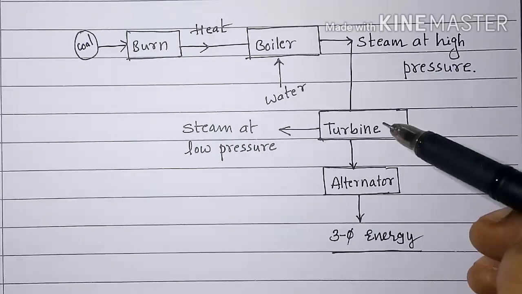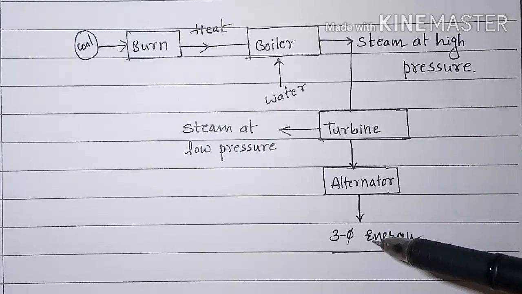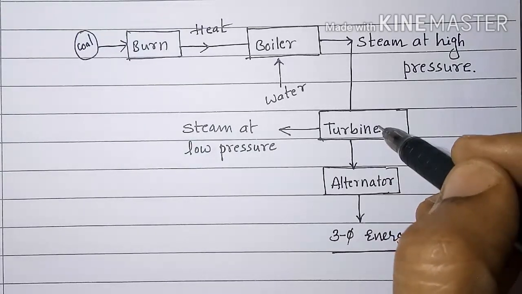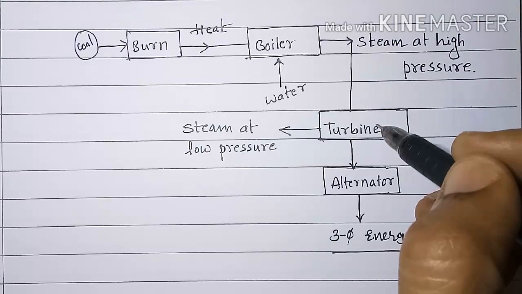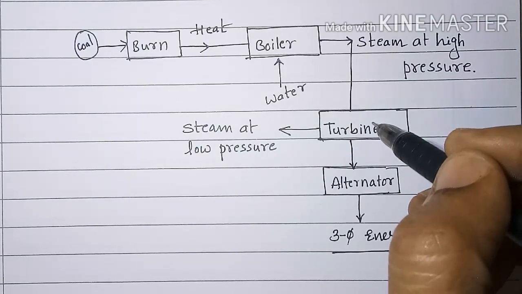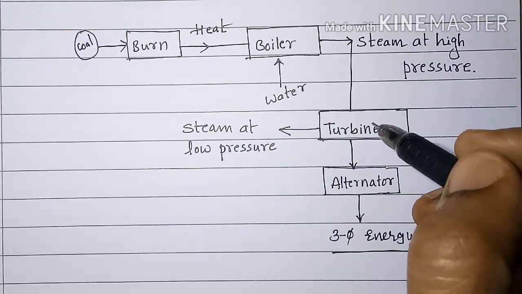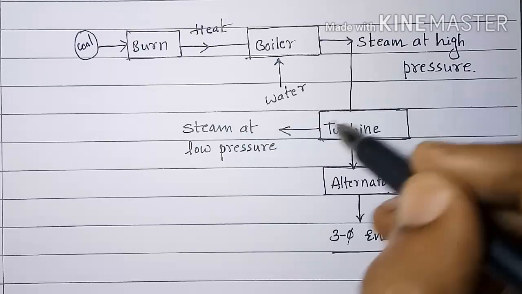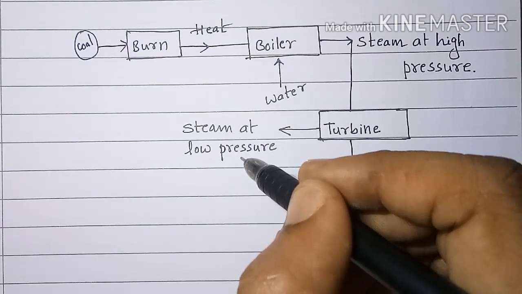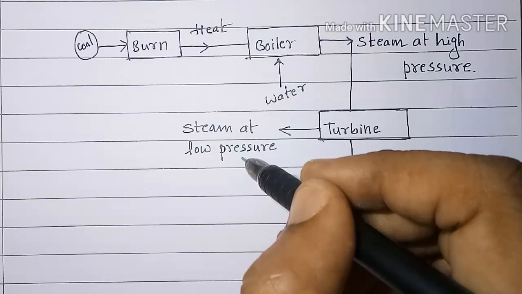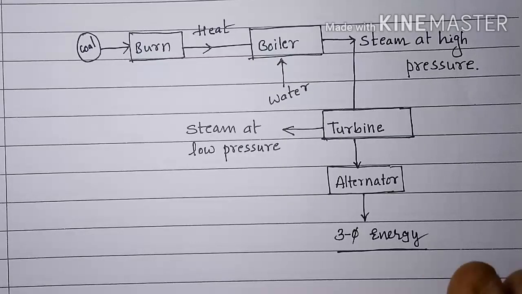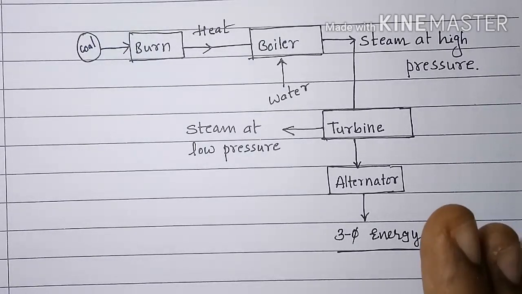When energy from the steam is taken in the turbine and converted into electric energy, the energy content in the steam reduces, that is, its heat energy reduces, and the steam starts getting condensed. When the steam gets condensed, the pressure will decrease and the steam will become low pressure steam. This is the very basic idea of a thermal power plant.